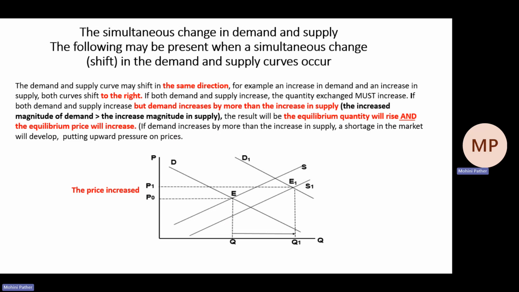Okay, so what if they shift, an increase in the demand and an increase in the supply? So they both shift to the right, but the quantity exchanged must increase. Okay, so here you can see a very simple example of what happens when your demand shifts further than your supply. So we have demand, this looks like what has happened with Ozempic.